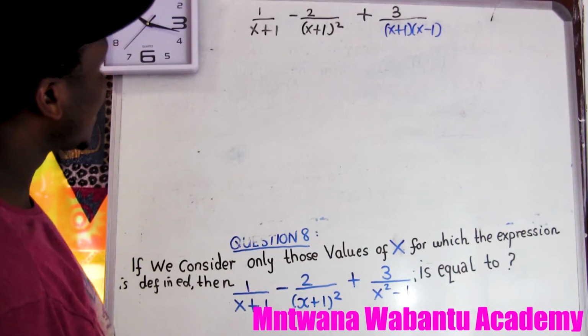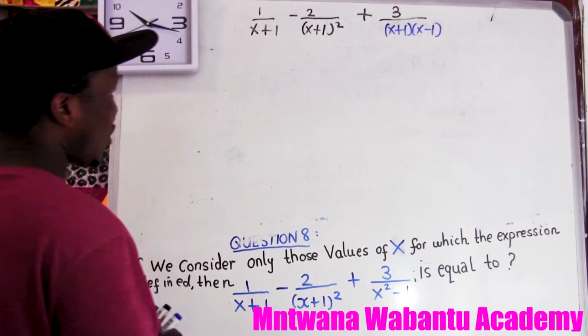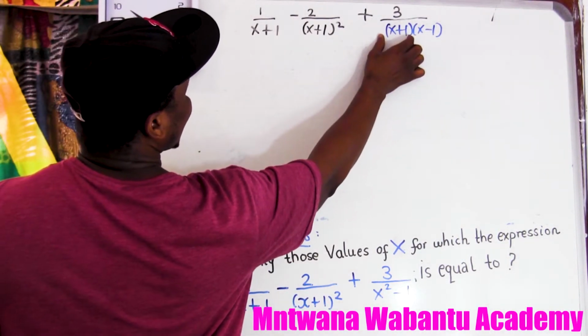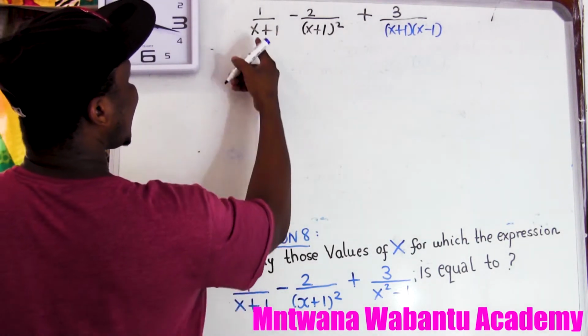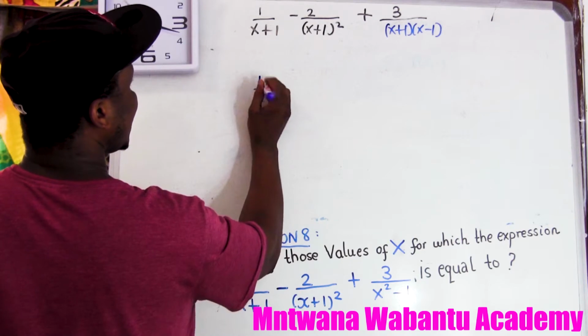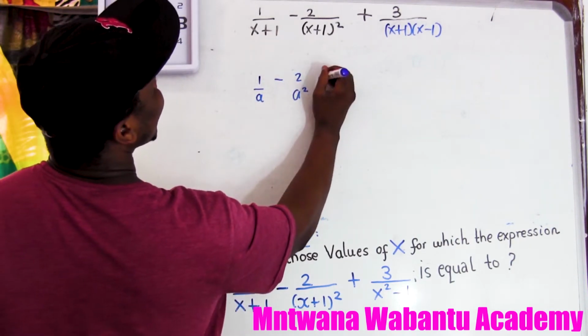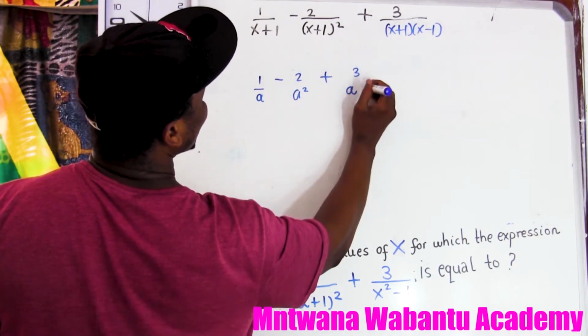Okay? So the common denominator here is going to be, I'm looking for the number that's going to enter for all of them. It's going to be this square. Look, if somebody gives you, let's say this is a, for example, it's going to be 1 over a. So x plus 1 equals a. Minus what? This is going to be a square. And this is going to be what? 3 over a. So let's say x minus 1 equals b.